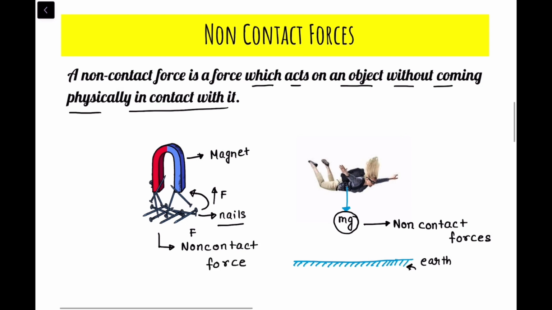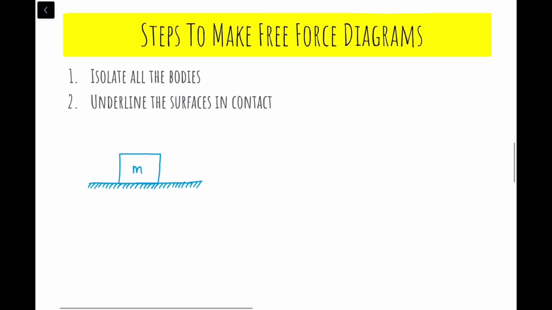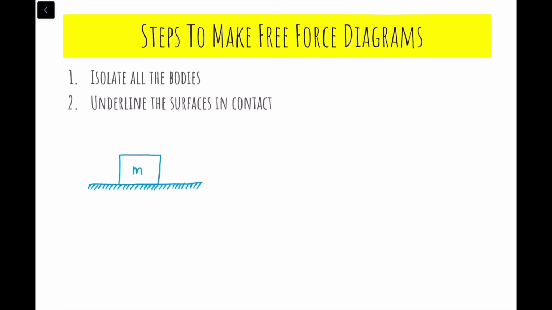Okay, so let's go to our main topic now. How to make a free force diagram? First of all, you have to isolate all the bodies. To elaborate, let me take an example. Suppose I have a mass m that is sitting on the ground. First of all I have to isolate the bodies, and for that we need to know which are the bodies. Over here, the bodies will be this mass m and the ground.